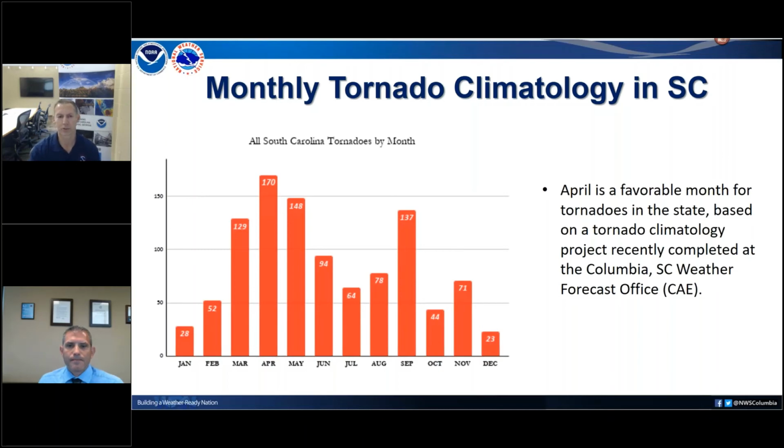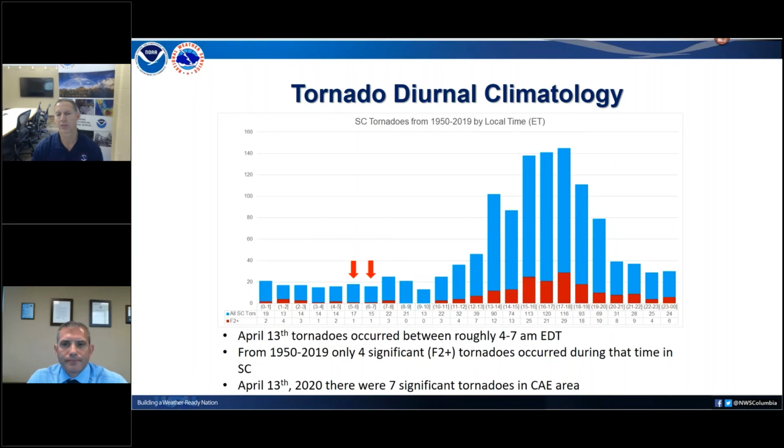It's very similar. But the one I want to point out is, if you look at the diurnal climatology of these tornadoes, if you look at that sort of 5 to 6 a.m. time frame where we had them, this is a relatively minimum in the diurnal climatology here. Most of our tornadoes occur from about 1 p.m. to about 8 p.m. in the afternoon, early evening hours, whereas this event here, they occurred in the early morning hours.